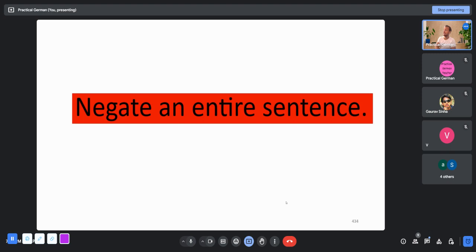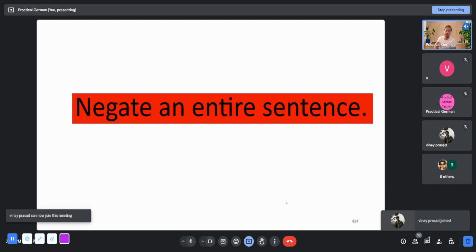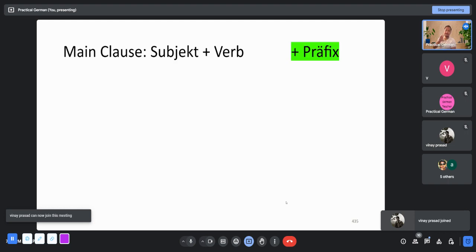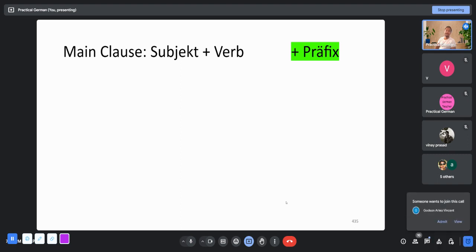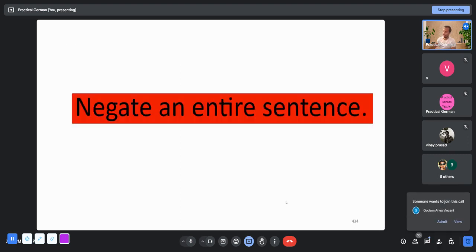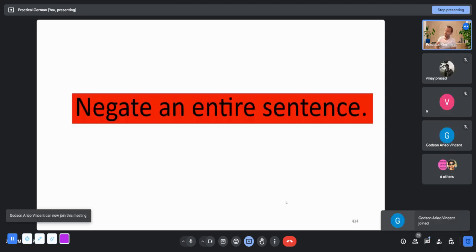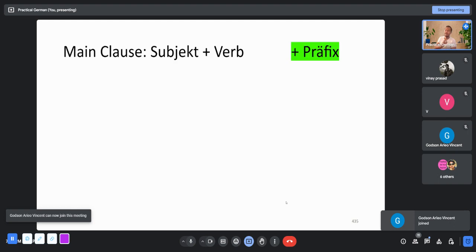Let's start with how to negate an entire sentence with the help of the word nicht. You already know how to do it, I'll just explicitly show you how to do it, right? So, negate an entire sentence. A sentence, in whatever you are reading in German, can either be the main clause or the subordinate clause.